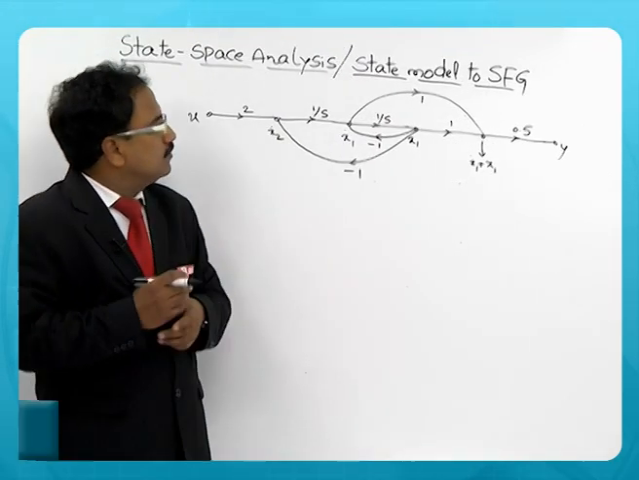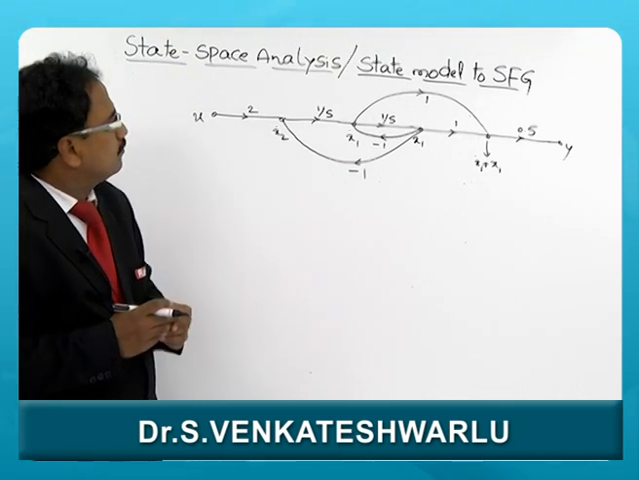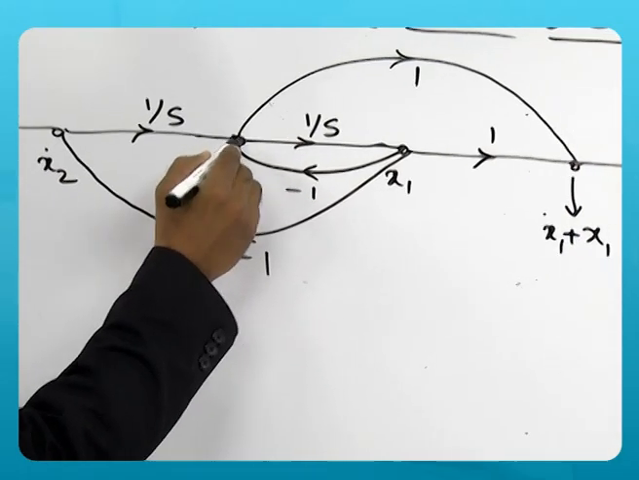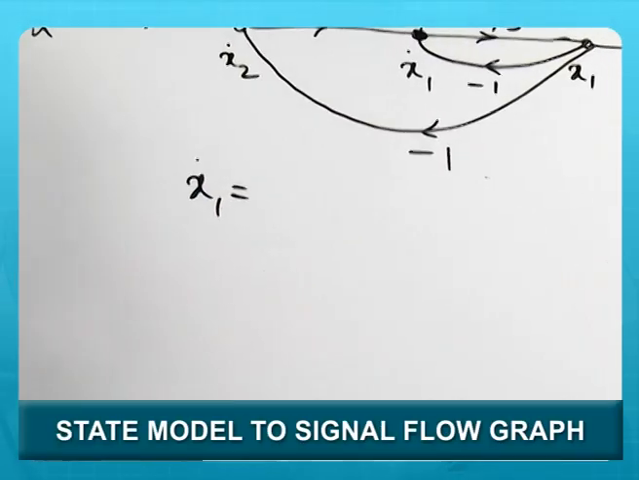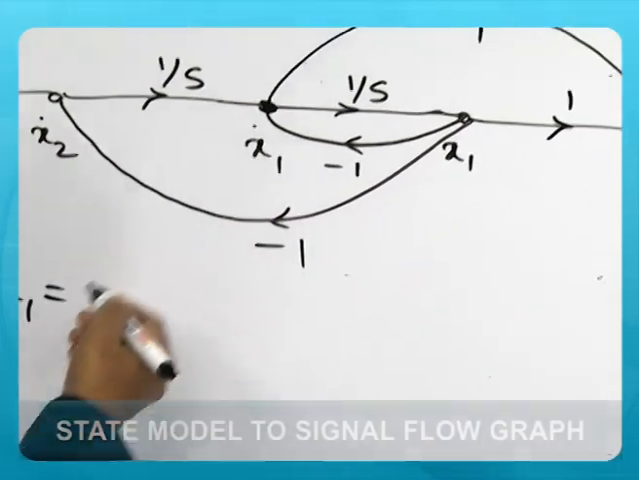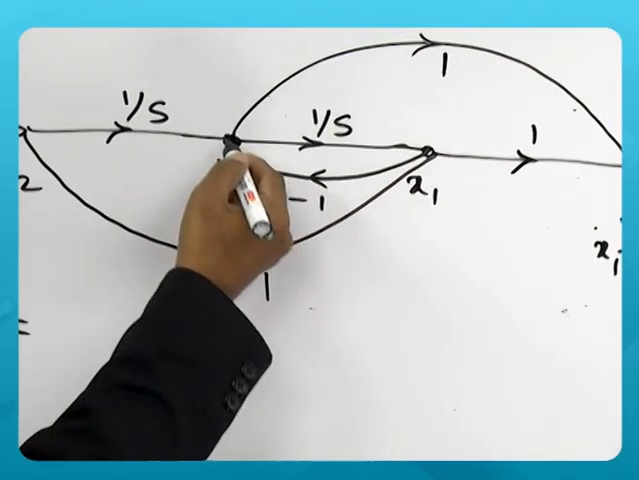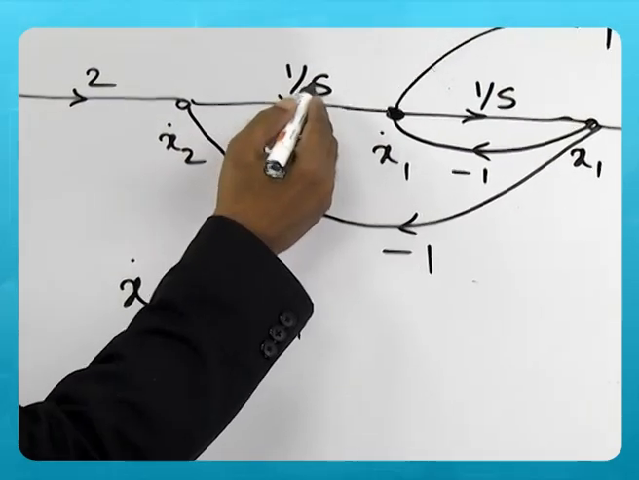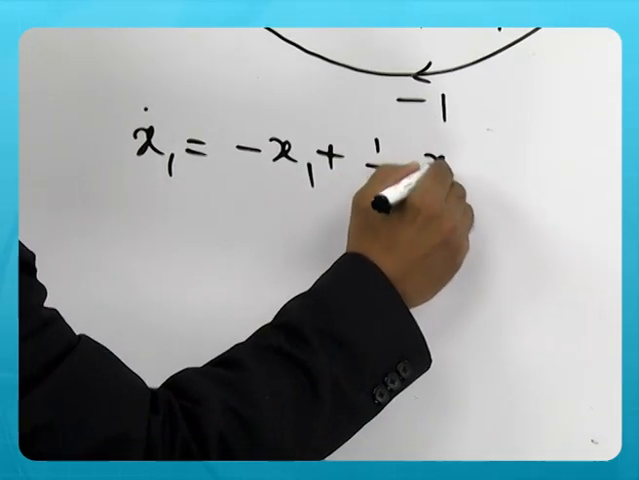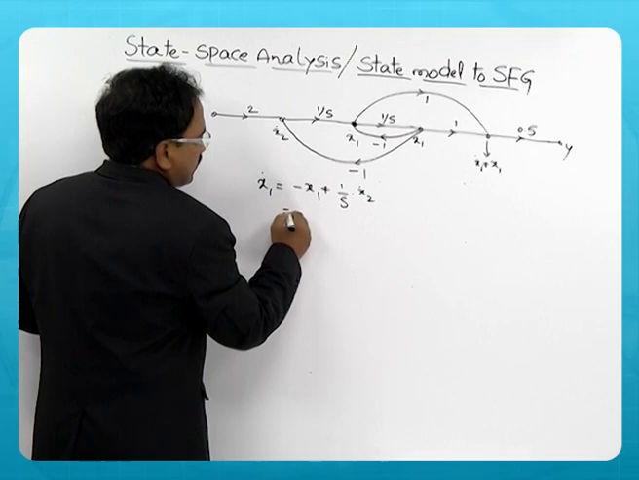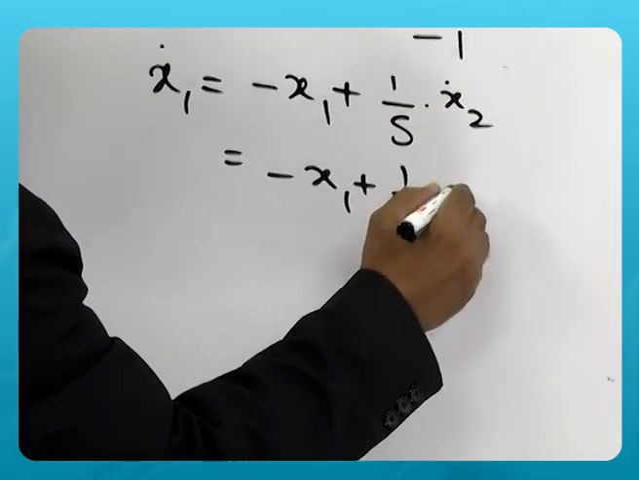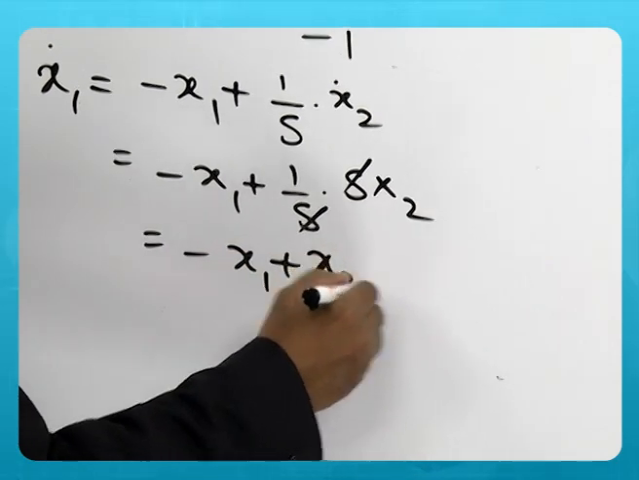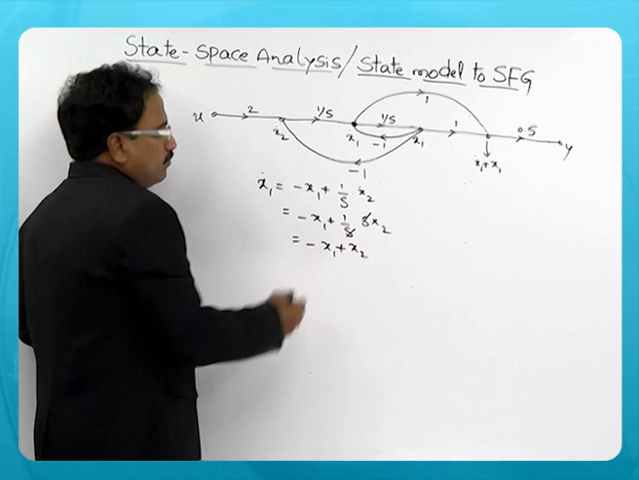Another variety of the problem, that is system described by the signal flow graph, and we need to get the state model for this. And when you look at this node, x1 dot is differential state variable, and this can be written as x1 dot. There is one path coming from x1 with -1, so minus x1. Then there is another branch approaching from x2 dot with 1 by s, so plus 1 by s into x2 dot. This is minus x1 plus 1 by s, and x2 dot is nothing but s into x2, so s gets cancelled. This is equal to minus x1 plus x2. So x1 dot is given by minus x1 plus x2.